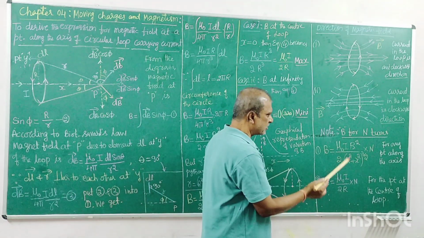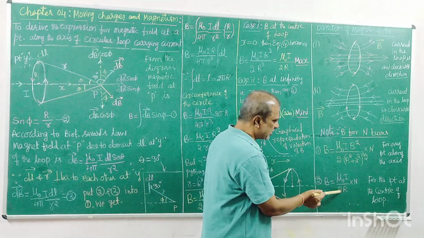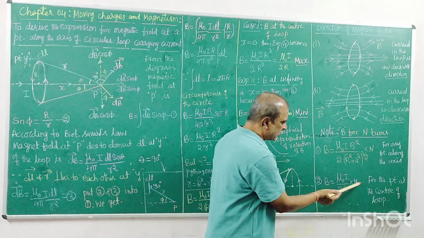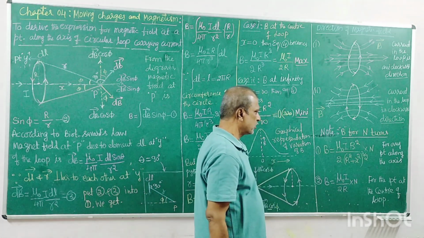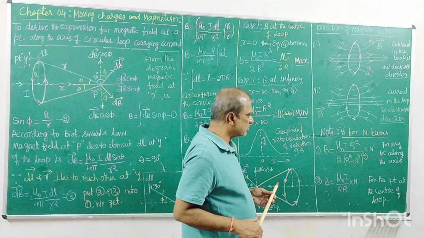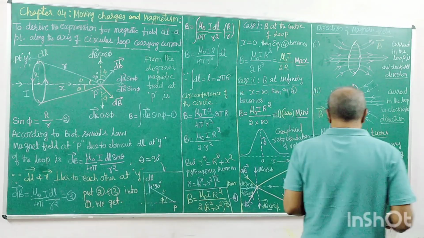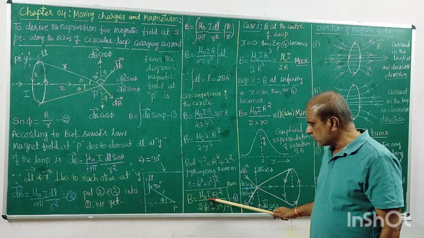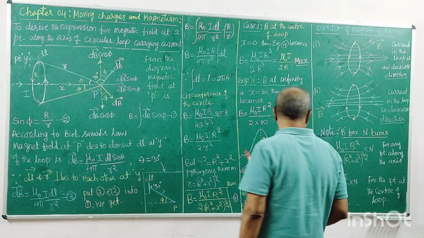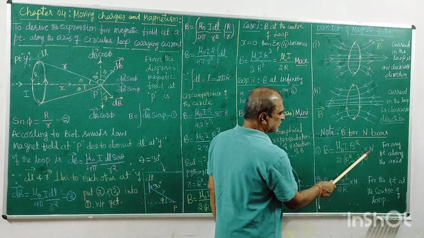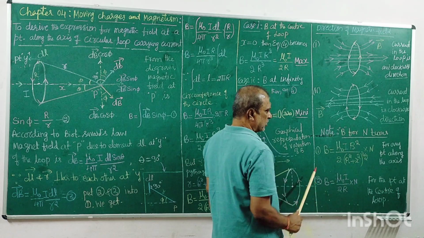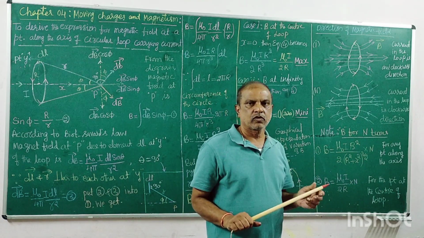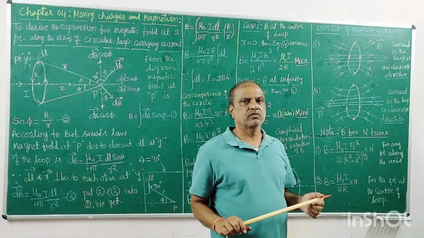The same thing at the center. At the center, if you have n number of turns, you have this multiplied by n. So remember these equations. What are these equations? The mathematical expression for B for one turn and the mathematical expression for B for n turns. Just multiply with this n. So these are the equations we need to remember to solve the problems.